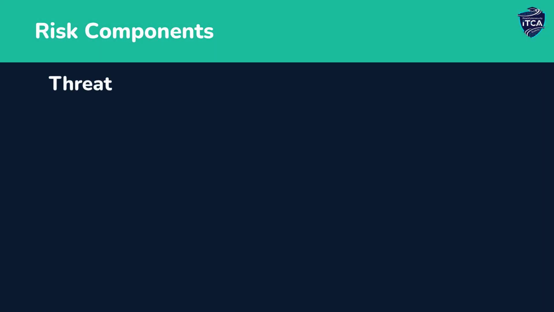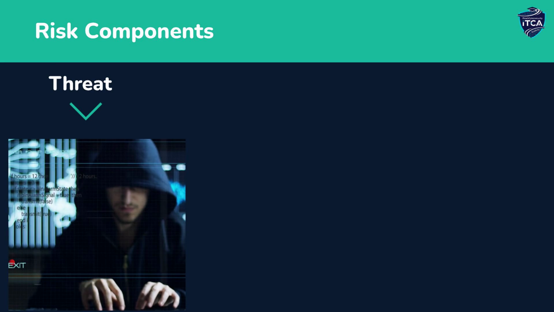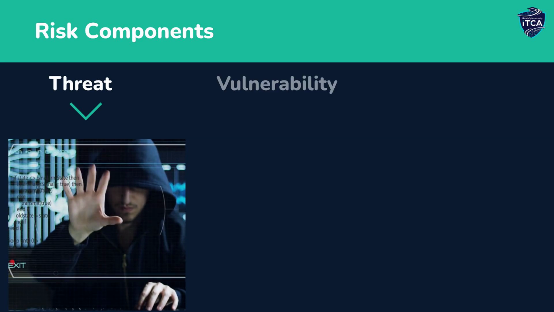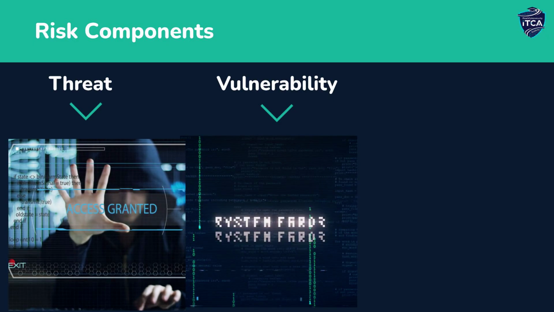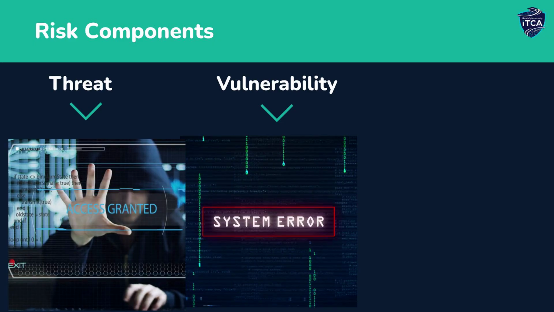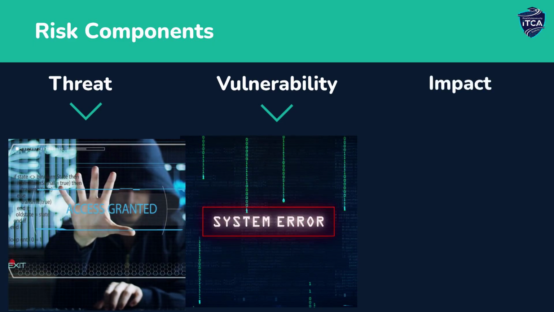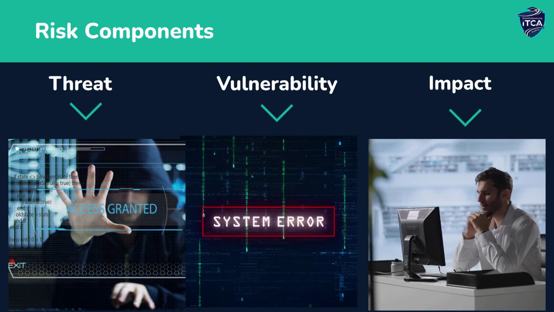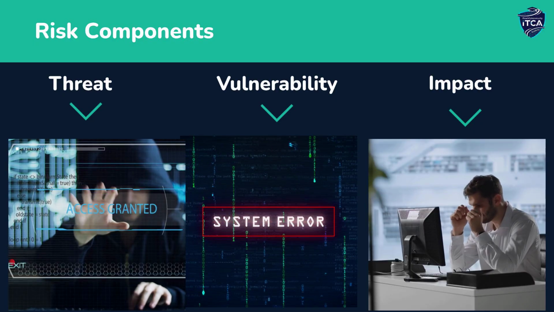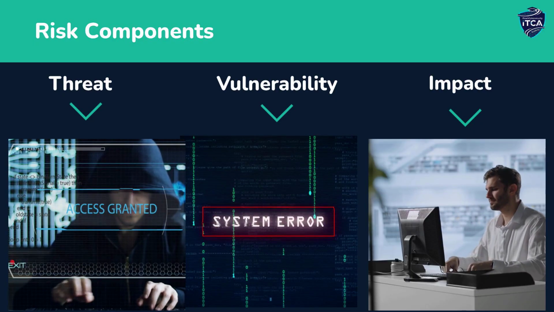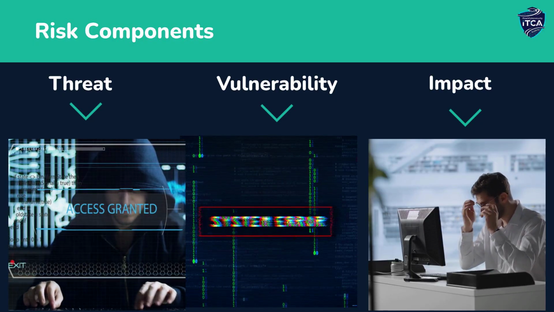The first is the threat itself, such as an attacker or malicious activity. The second is vulnerability, which is a weakness that can be exploited, such as poor user awareness or unpatched software. The third is impact, which refers to the damage or loss that occurs if the event happens. Impact can be financial, operational, or reputational. Risk exists when all three elements come together.